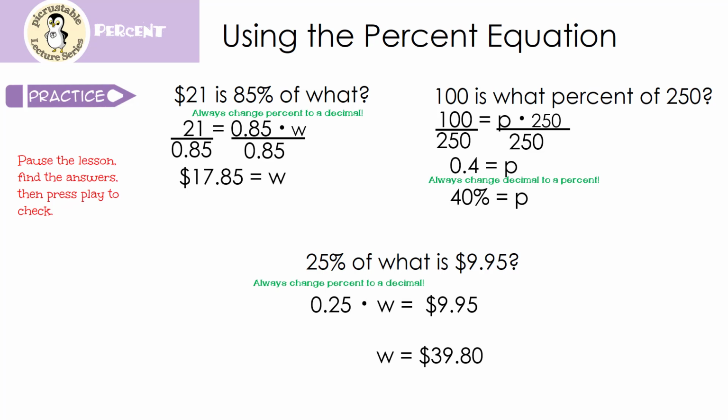We need to get W by itself. The opposite of multiplication is division. But if I do it to one side, yep, I have to do it to the other side. That's how we get W equals $39.80.